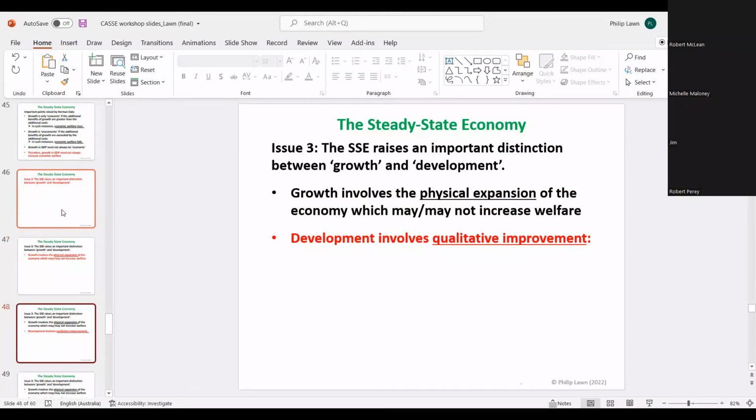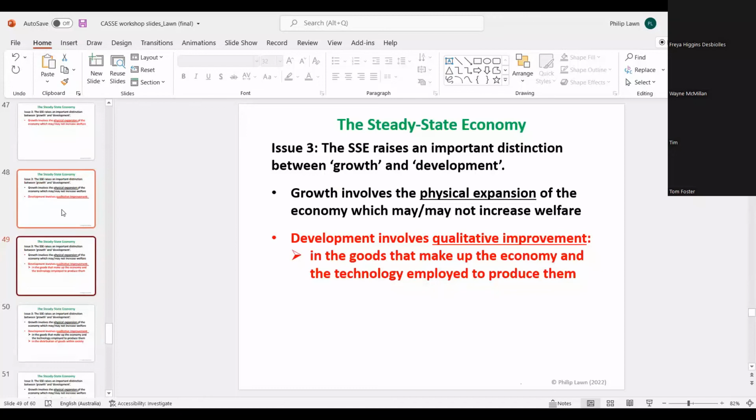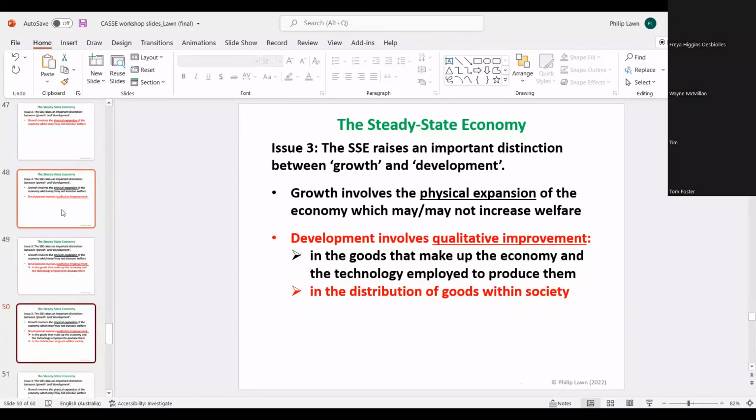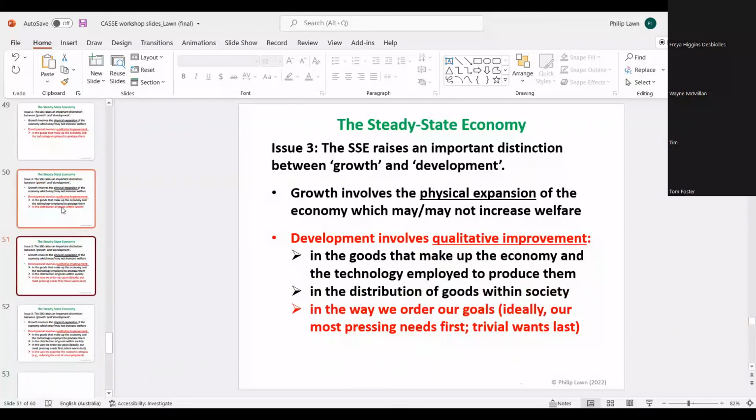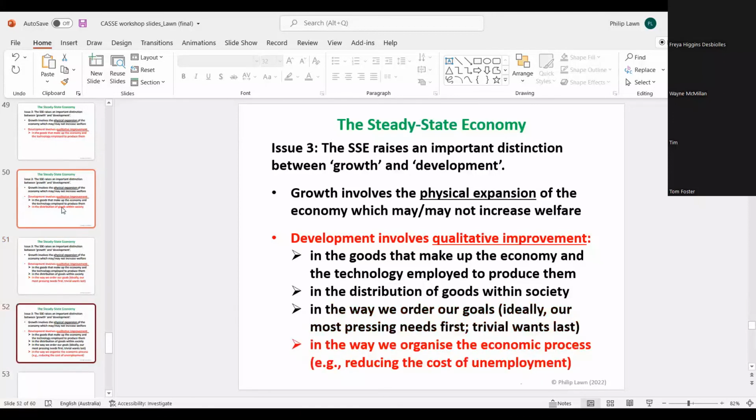Development, on the other hand, is not growth. It involves qualitative improvement, and by qualitative improvement, I mean improvement in the goods that make up the economy and the technology employed to produce them, in the distribution of goods within society, so that distribution of the goods that make up a steady state economy is more equitable, and in the way we order our goals. So it's also important that we order our goals so that we put our most pressing needs first and our trivial wants last. There's not much point in producing goods that meet trivial wants if they're not meeting vital needs. And in the way we organise the economic process, we can organise it in ways that reduce, if not totally eliminate, unemployment, which also has social benefits.